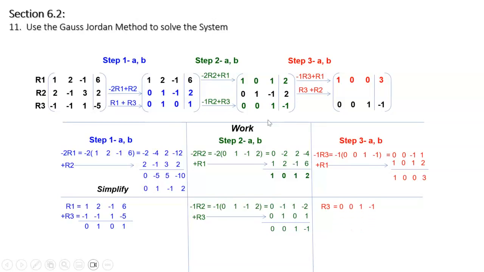Then row 3 plus row 2 gives us 0, 1, 0, 1. So that's my new row 2. And I'm done. The solution will be x equals 3, y equals 1, and z equals -1. There's my solution.